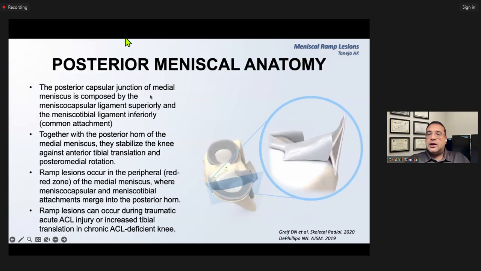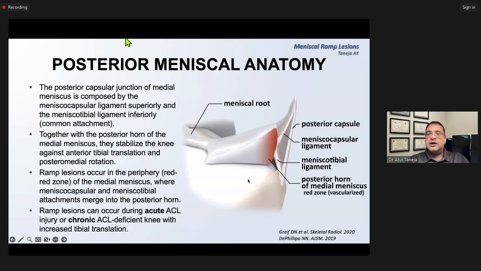So let's remember a little bit what the anatomy of the posterior aspect of the medial meniscus is. The posterior capsular junction of the medial meniscus is composed of the meniscocapsular ligament up here and the meniscotibial ligament down here. So let's cut this and have a better view. We are seeing the posterior horn. Superiorly, we attach the meniscocapsular ligament and inferiorly the meniscotibial ligament.